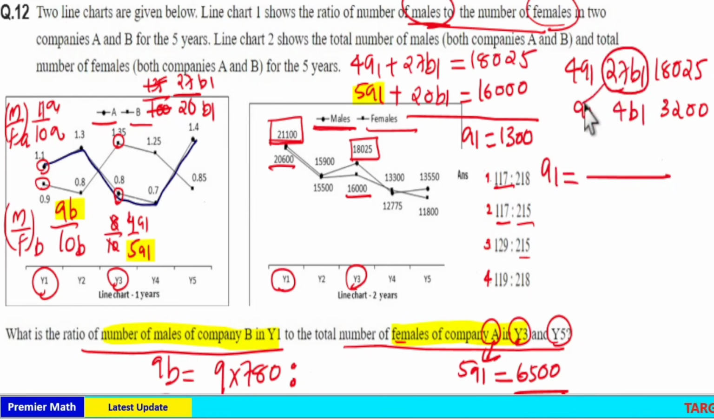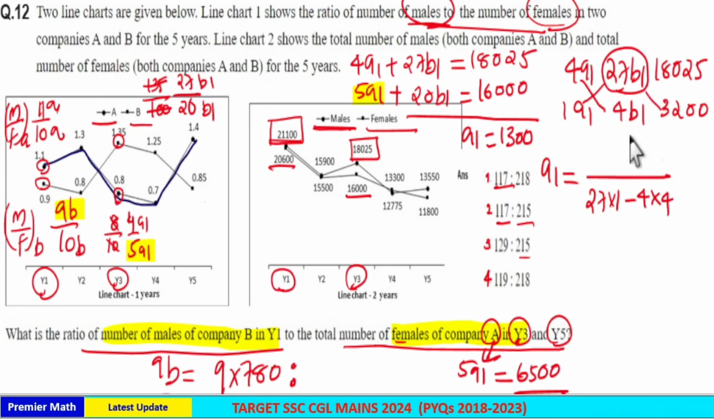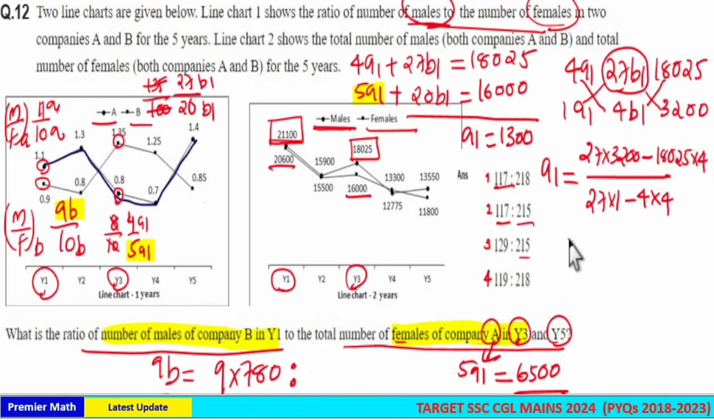mark the middle word, 27 into 1 minus 4 into 4. And numerator is equal to 27 into 3200 minus 18025 into 4. If you solve it, you will get A1 as 1300. Then 5A1 is equal to 6500.